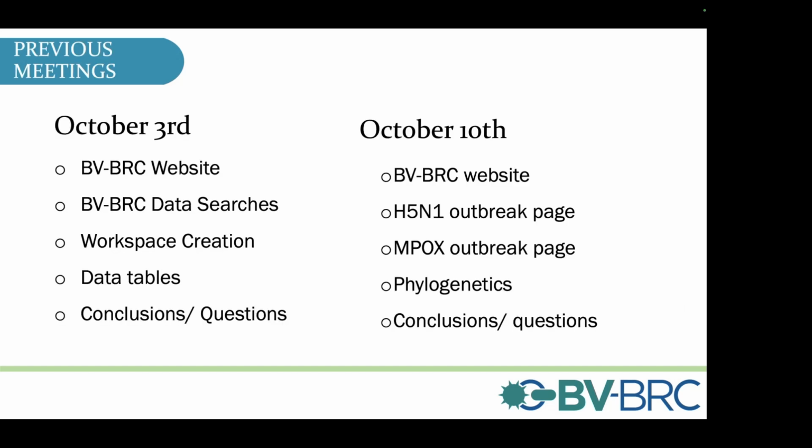So as I mentioned, this is the third webinar in our three-part series. In the first one, we discussed the BV-BRC website, searching for data in the BV-BRC, how to make a workspace, data tables, and any conclusions from that. Then in our second, we focused on the BV-BRC website and the outbreak pages more specifically, and generating phylogenetic trees in the BV-BRC and the phylogenetics within those outbreak pages.